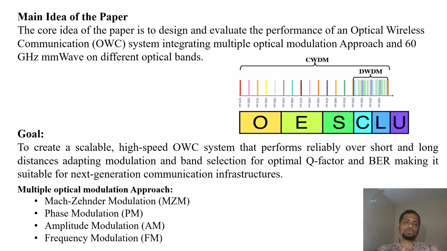The goal of our paper is to create a scalable and high-speed OWC system that performs reliably over short range and long range also. We are also looking at adaptive modulation techniques and band selection, to find which optical band is suitable for this kind of communication system. In that case we used magenta modulator, phase modulator, amplitude modulator, and frequency modulator.